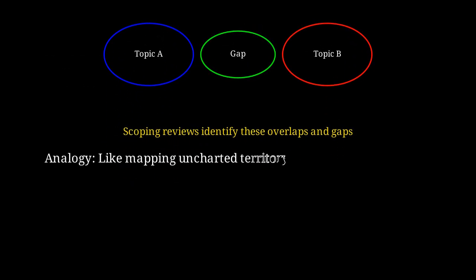Think of a scoping review like early cartographers mapping uncharted territory. They sketch the general layout before detailed surveys are conducted. The fifth type includes critical and thematic reviews. These evaluate mechanisms, debates, and theoretical frameworks.